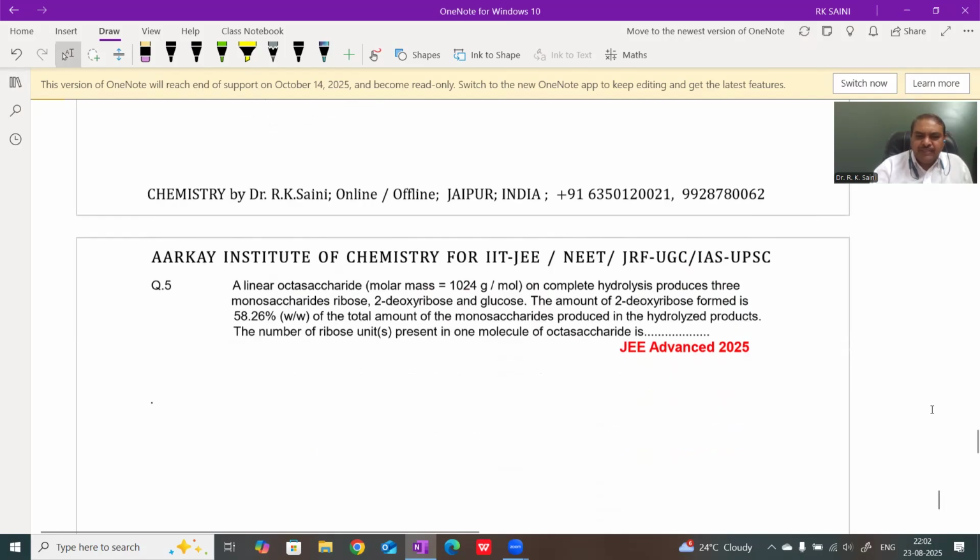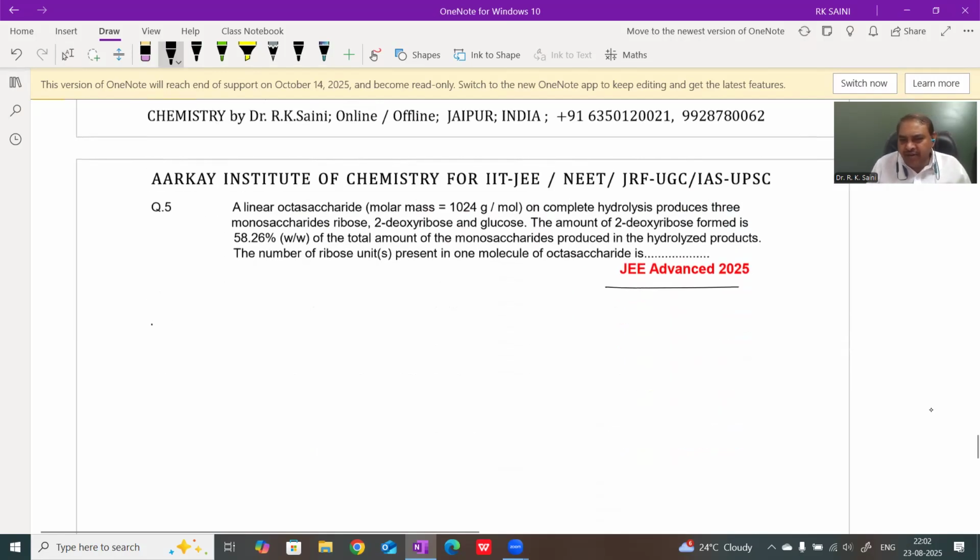This question was also asked in JEE Advanced in 2025, means the current examination. Question: a linear octasaccharide, molar mass given 1025 gram, on complete hydrolysis produces 3 monosaccharides, namely ribose, 2-deoxyribose, and glucose. The amount of 2-deoxyribose is 58.26 weight by weight. Find the total monosaccharide units produced, particularly ribose, in 1 molecule of octasaccharide.